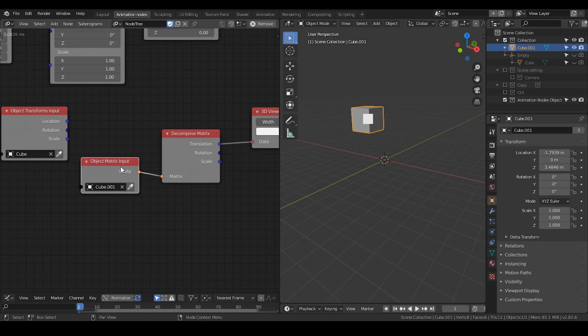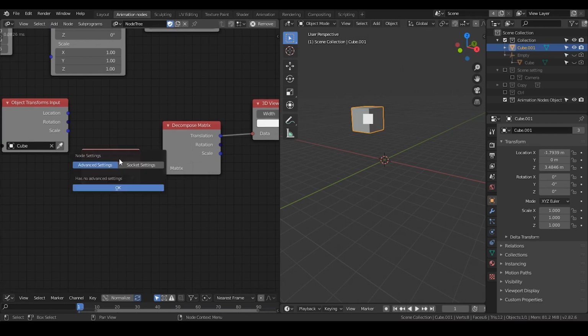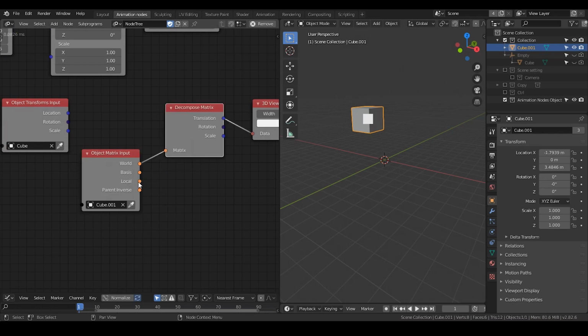And another thing I want to mention is it does not only talk about the world, it can also talk about options like world basis, local, and parent inverse. Essentially, you can learn more from the menus in that case.